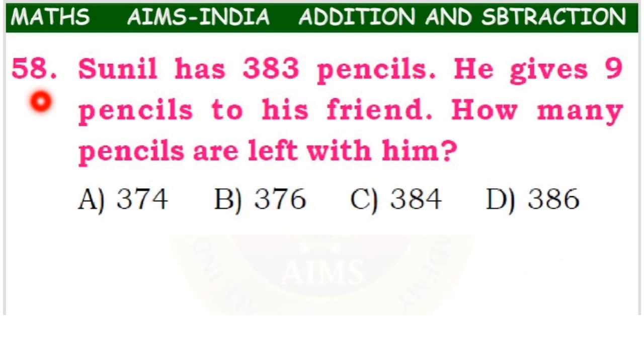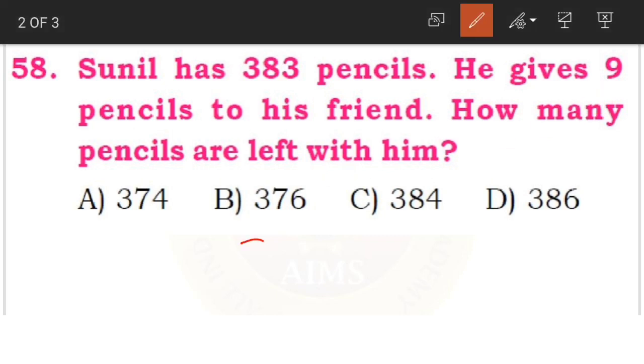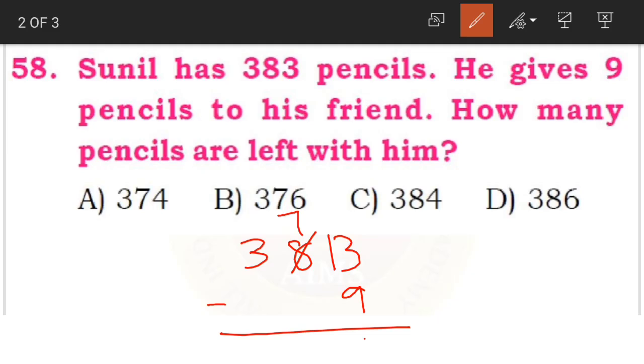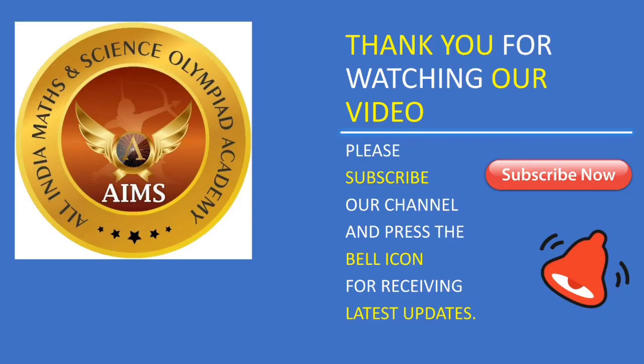Moving on to question number 58. Sunil has 383 pencils. He gives 9 pencils to his friend. How many pencils are left with him? What are they saying? He had 383. Of that, 9 pencils he gave away to his friend. Now how many are left with him? It is simple, right children? We just need to subtract. Now 3 minus 9 is not possible, so we are borrowing. 13 minus 9, 4. 7, 3. What is our answer? Option A, 374.